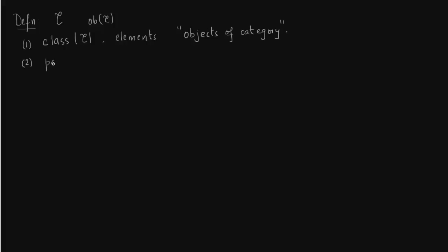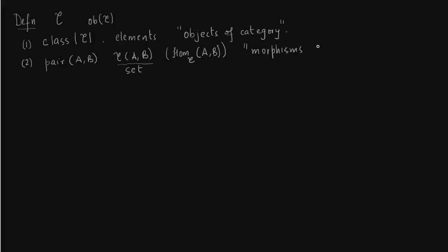Second is, for every pair A comma B of objects, there is a set C A comma B. So this is a set. Notice that in one we have a class, in number two we have a set. This is important. The elements of this set will be called morphisms or arrows from A to B. Now we will often write C A comma B as hom A to B.